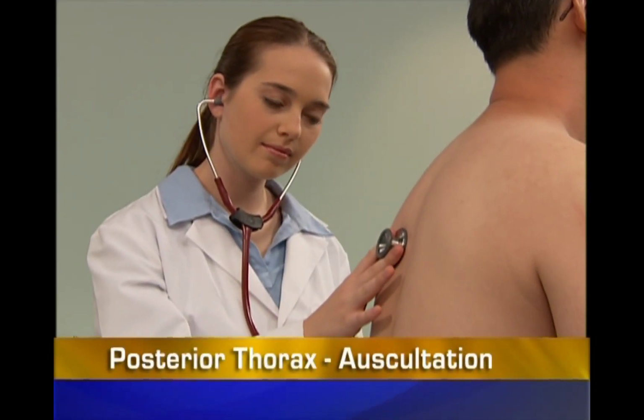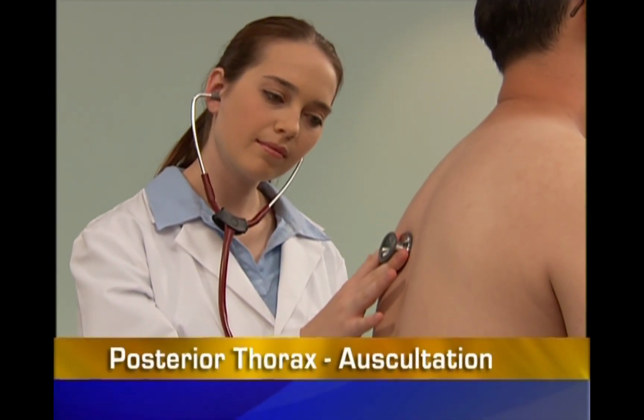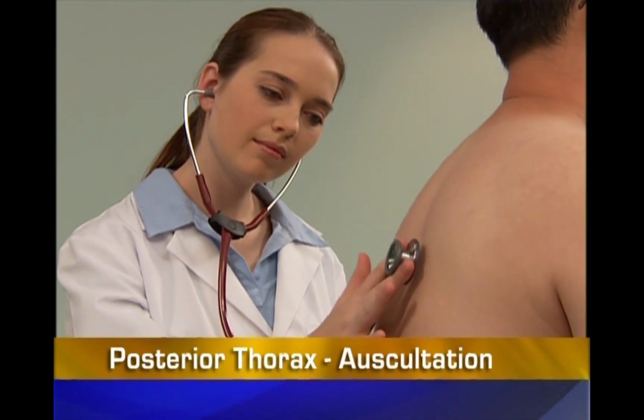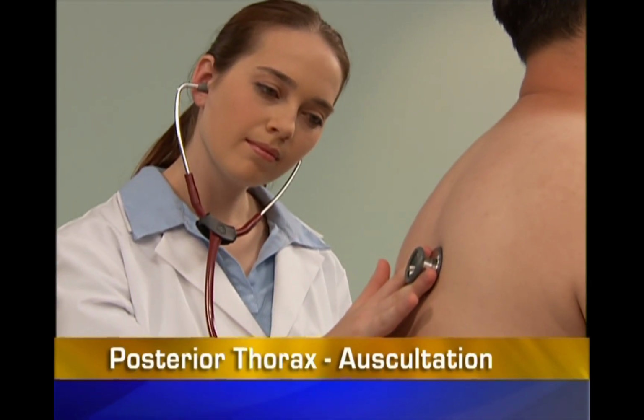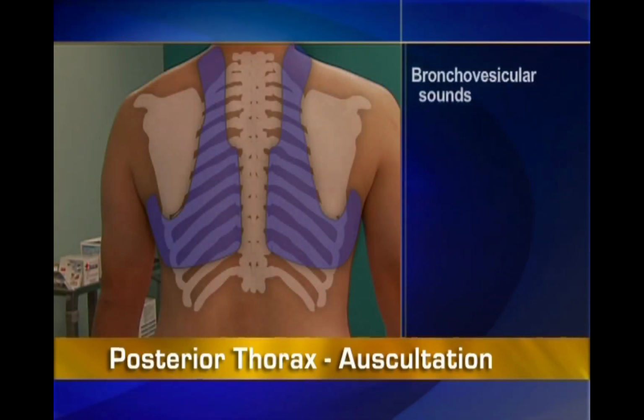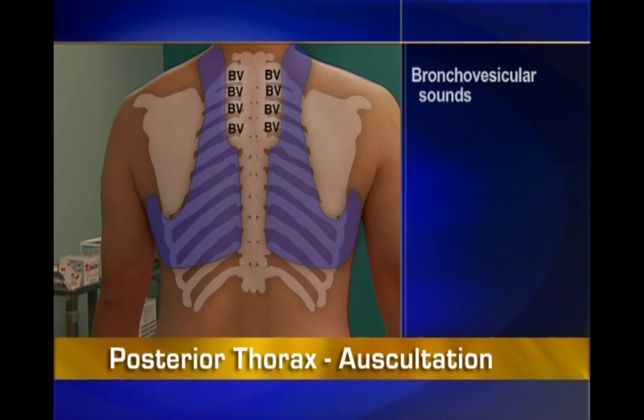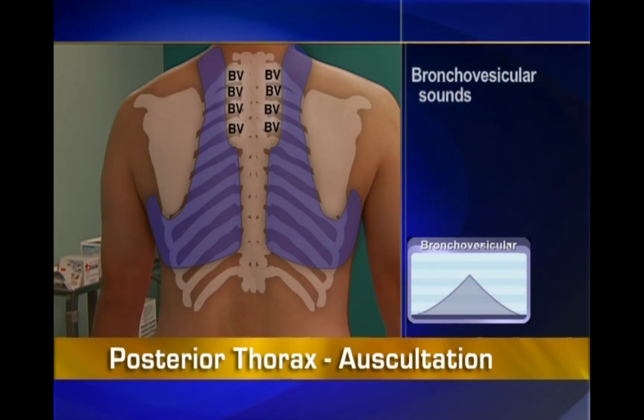As you listen, ask yourself, what should I expect to be hearing over this spot? And what am I hearing? On the posterior thorax, you should hear bronchovesicular sounds over the major bronchi from T1 to T4. These sounds are moderate in pitch and amplitude, last equally long on inspiration and expiration, and sound like this.